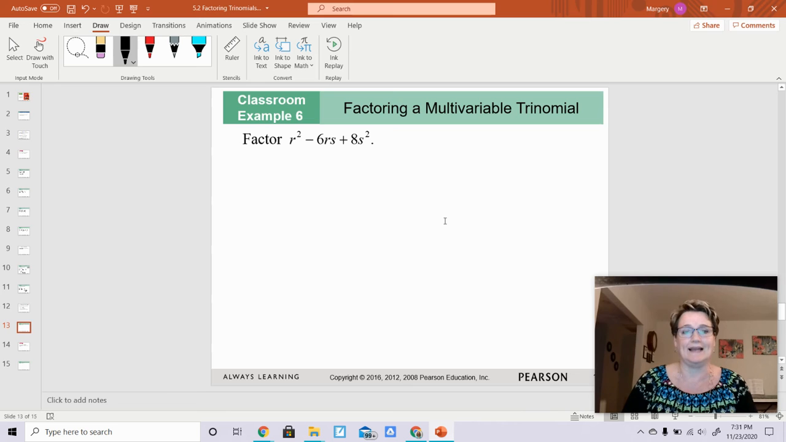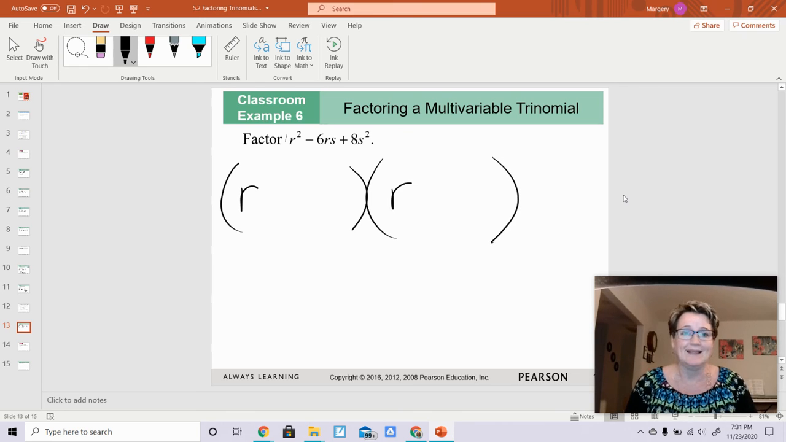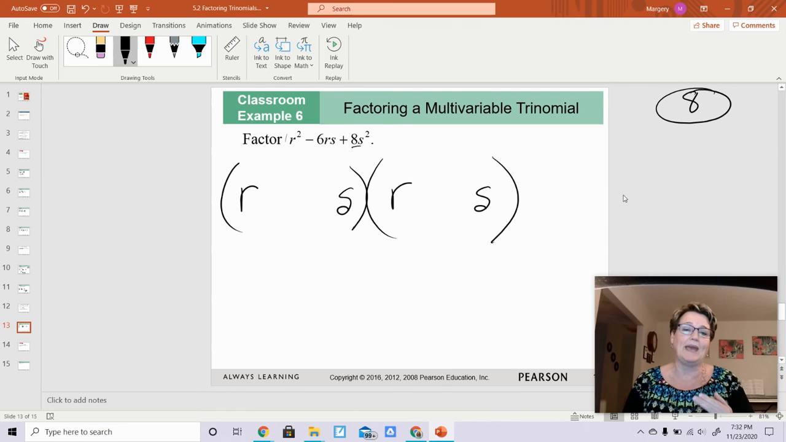Here's some more guidelines. On this one, just because I have some extra variables, not a big deal. My coefficient is 1 still. I'm going to have two parentheses. R times R is R squared. This last term, though, has an S squared, so you might as well just put the S in there now. S times S is S squared. So I'm just going to look at the 8 right now.